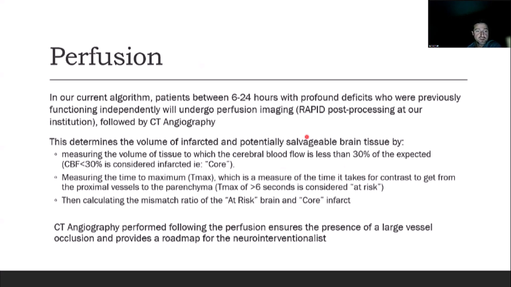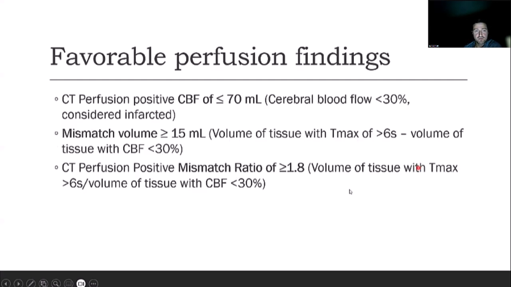They also measure the time to maximum, or Tmax, which is a measure of the time it takes for contrast to get from the proximal vessels to the parenchyma. And a Tmax of greater than 6 seconds is considered at-risk brain. And then it calculates the mismatch ratio of the at-risk tissue to the core infarct. And then obviously we want to confirm post-procedure with CT angiography.